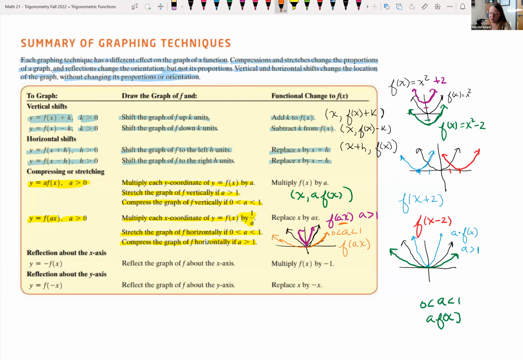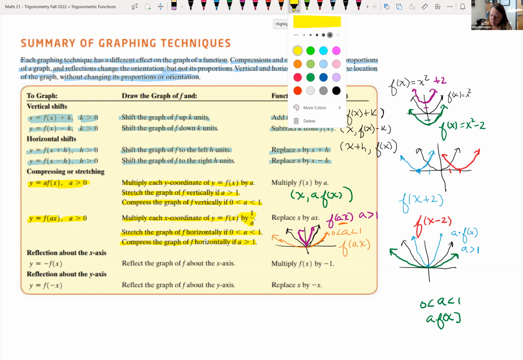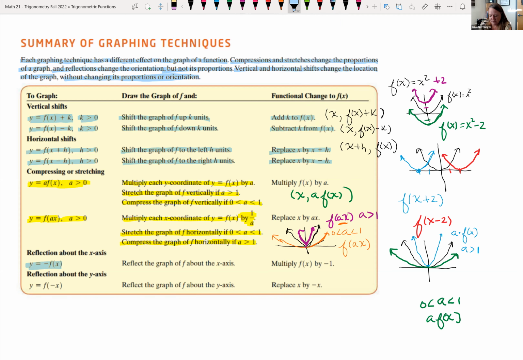Then we're looking at reflections about the x-axis and the y-axis. If you multiply a negative number outside, so y equals negative f of x, that's changing my y value. So I think to myself, okay, if I change my y values, what's happening? Well, that's going to be a reflection across the x-axis. If we multiply inside, f of negative x, this is going to be reflected across the y-axis.